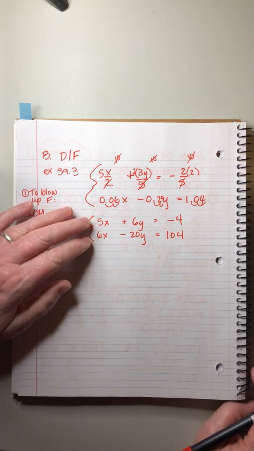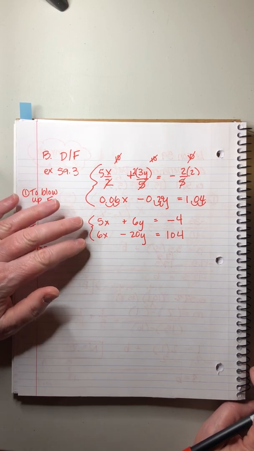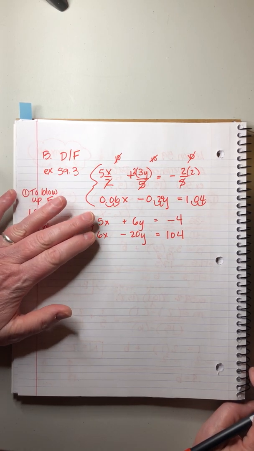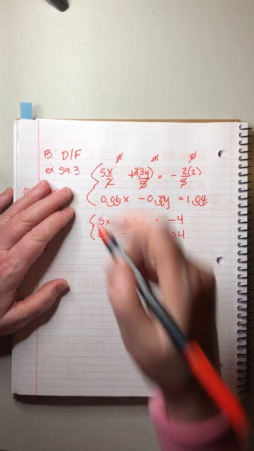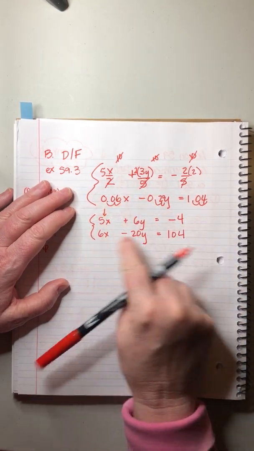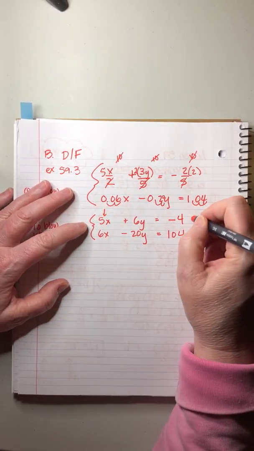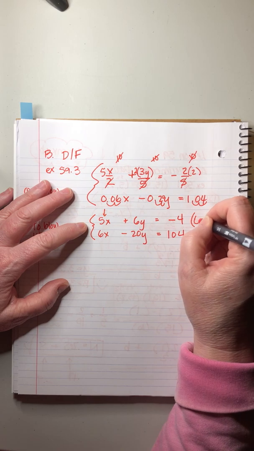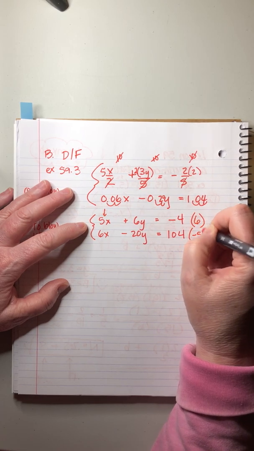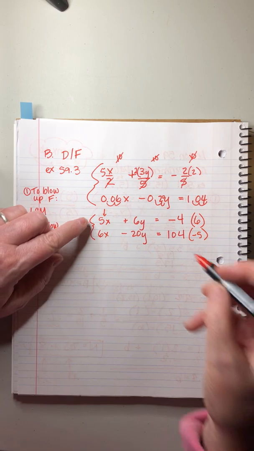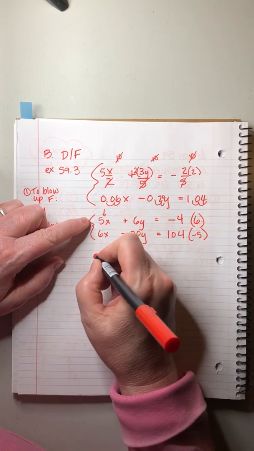So now we're just down to a basic problem. Let's use elimination. Let's eliminate the x terms, just because their numbers are a little lower. So I'm going to multiply this one by what? 6, and this one by minus 5. That will make me happy. Okay, so let's multiply through. 6 times 5x.